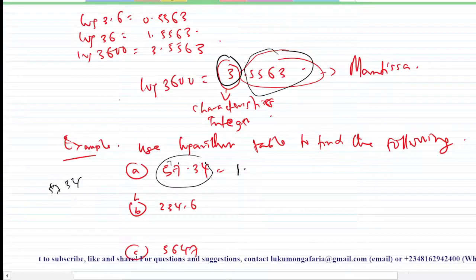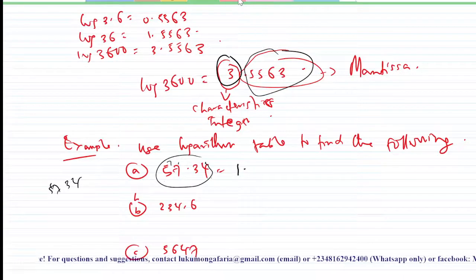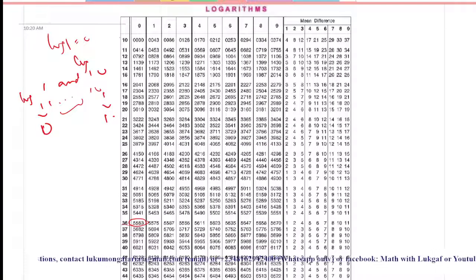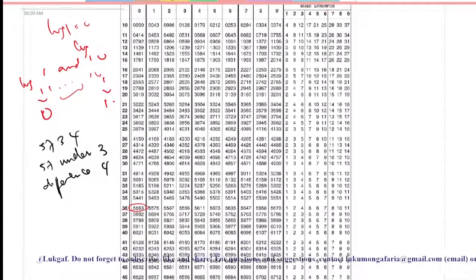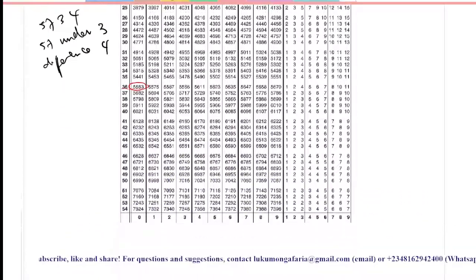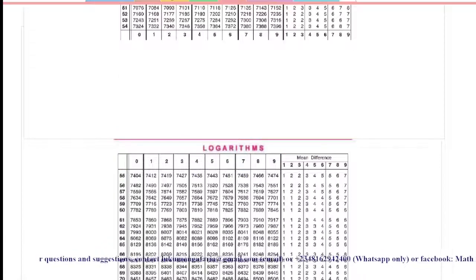5734. Then you go to your logarithm table. In your logarithm table, you check 57. Since we have 5734, you check 57 under 3, difference 4. So this is 57. You check under 3 here. So this under 3 is 5782. Difference 4.